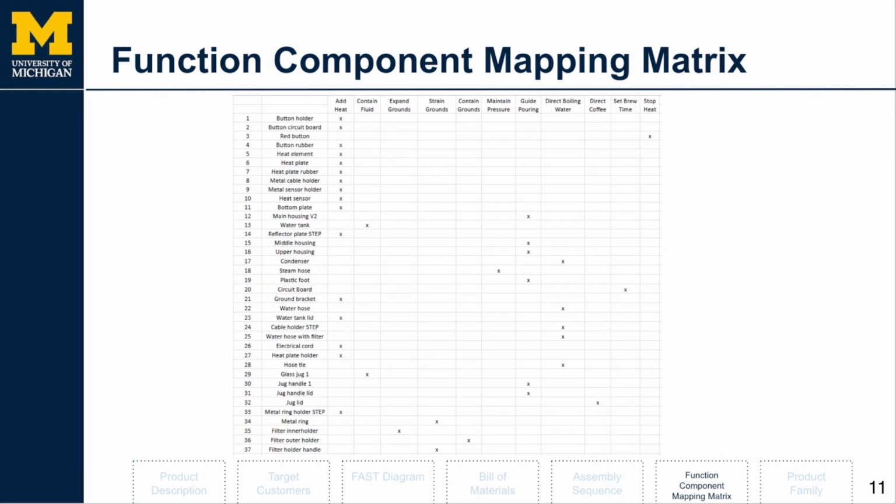This is our function component mapping matrix. On the left-hand side are all the components we've identified in our bill of materials. Along the top are all the functions from our FAST diagram. Every function has at least one component on it, and every component is attached to a function.